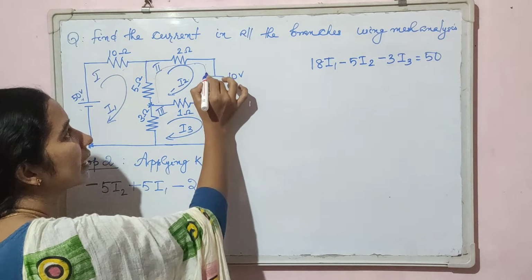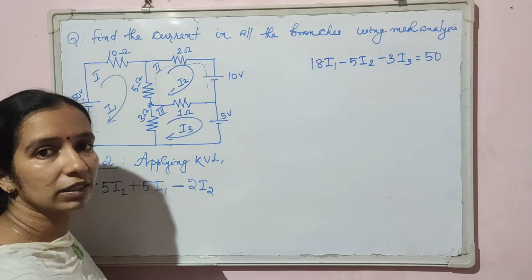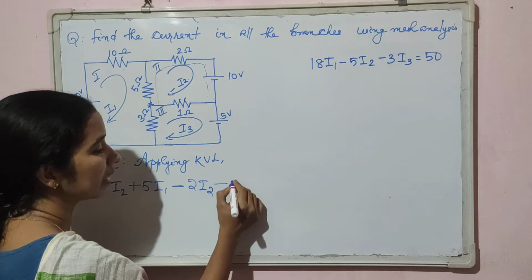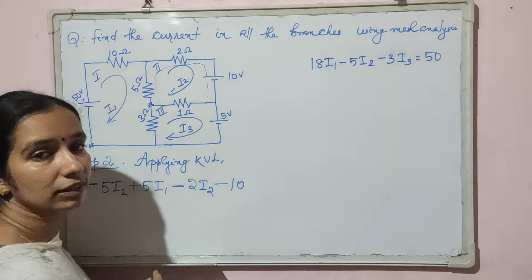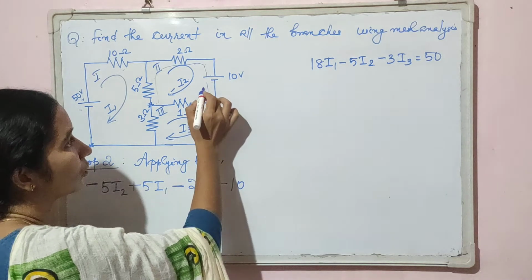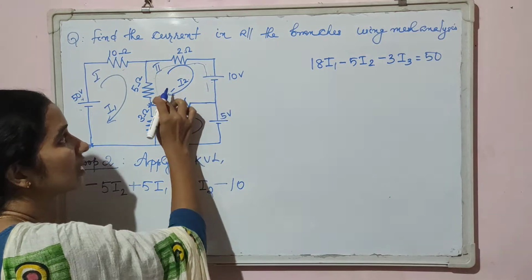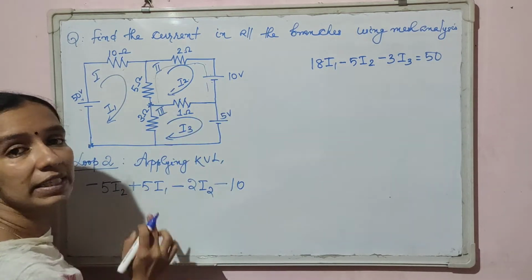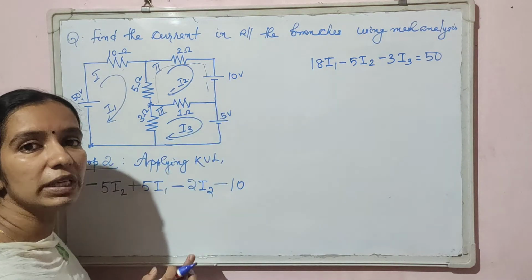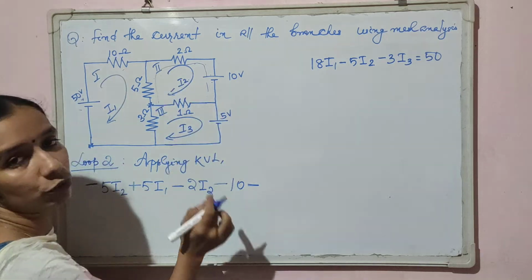The next component is this 10 volt battery. I am proceeding from the positive terminal to the negative terminal of the battery, so there is a drop in potential, and the battery voltage should be marked as negative. So minus 10. Next component is this 1 ohm resistor. I am proceeding in this direction, and current I2 is also flowing in the same direction, so the drop on the 1 ohm resistor due to I2 will be negative: minus 1 into I2.